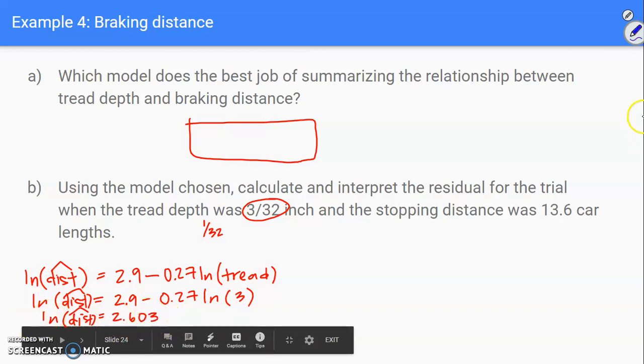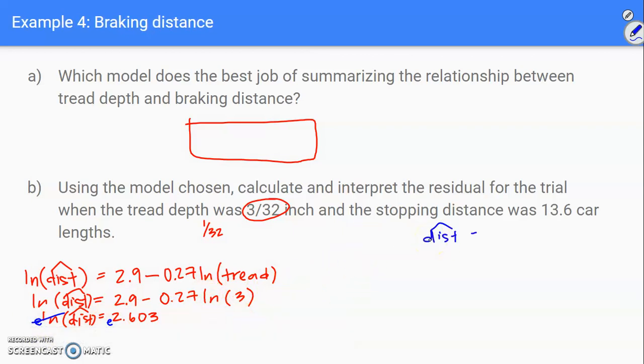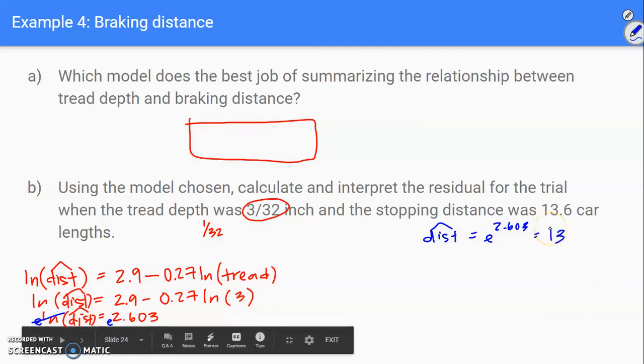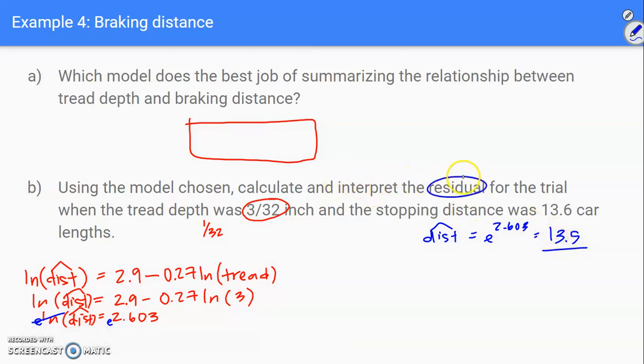And then I'm going to do my trick where I'm going to do e to the, since that's a natural log, it needs an e base. That will cancel that out, and I'll be left with predicted distance is equal to e to the 2.603, which is 13.5. So that is my predicted distance, and they didn't ask us for predicted, they asked for the residual.